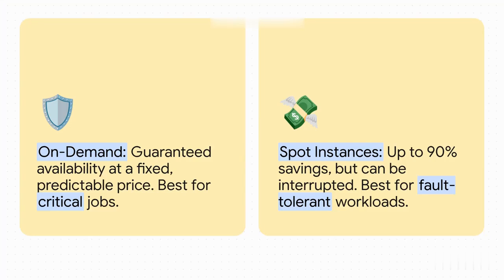On-demand instances give you that guaranteed capacity at a fixed price, which is nice and predictable. But then you have spot instances. They use AWS's spare capacity and can save you up to 90%. So what's the catch? Well, it's a big one. They can be terminated with just a 2-minute warning. The bottom line is this. If your workload can handle interruptions, using Spot is the single most powerful cost-saving lever you can possibly pull.